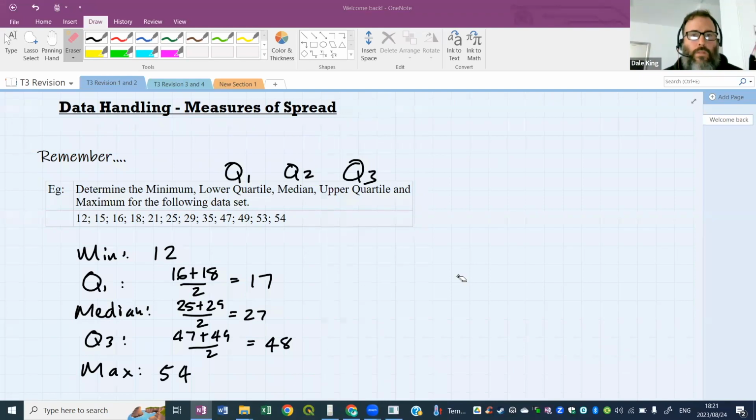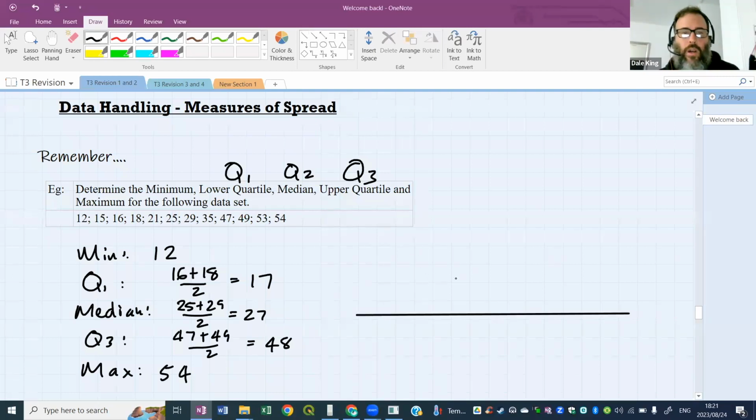Determine the minimum, low quartile, median, upper quartile, and maximum for the following data set. Now, you might not know this. It doesn't really matter if you do or don't, but this is actually called the 5-number summary. And with the 5-number summary, we can draw this incredible thing called a box and whisker plot. Yay. All right. So I'm going to draw a ruler quickly and get a box and whisker plot out.